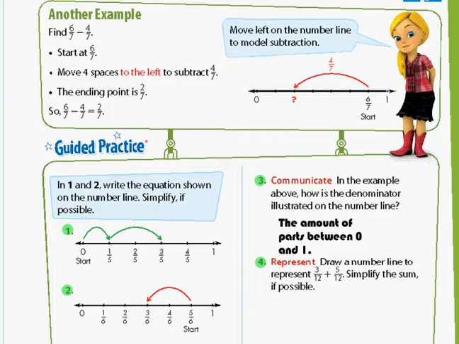They started at 6/7. They moved 1, 2, 3, 4. And that's where they ended, which is the answer, or the difference between 6/7 and 4/7. If you count, that is 2/7. So wherever the ending point is, that's the answer. So 6/7 minus 4/7 equals 2/7.